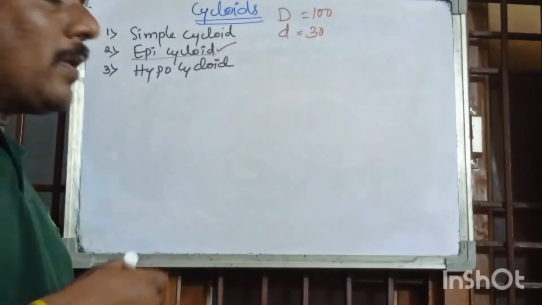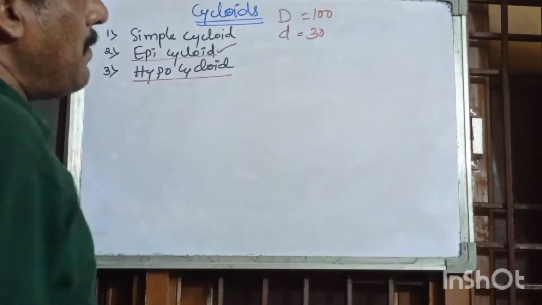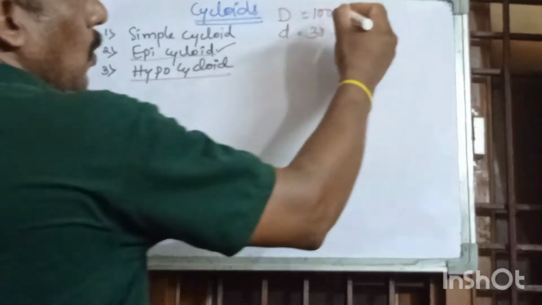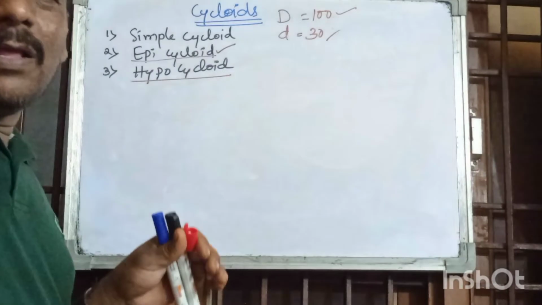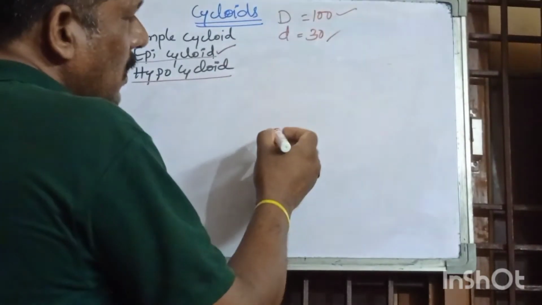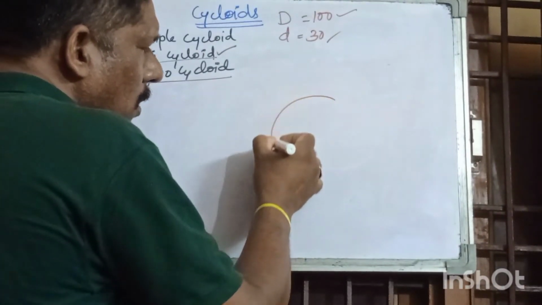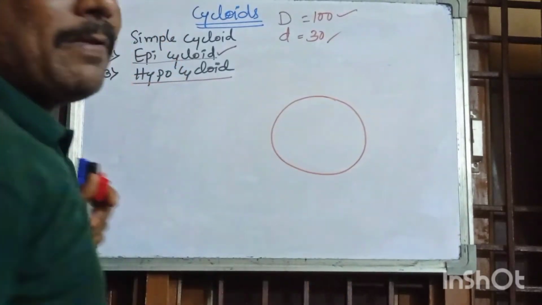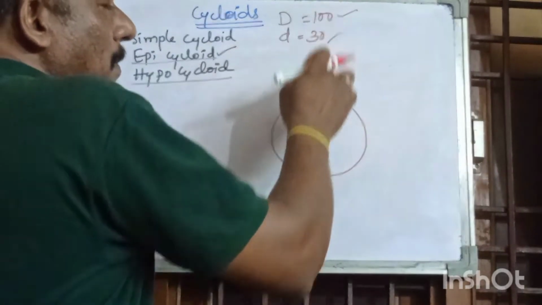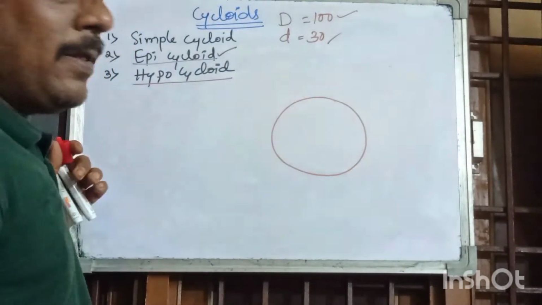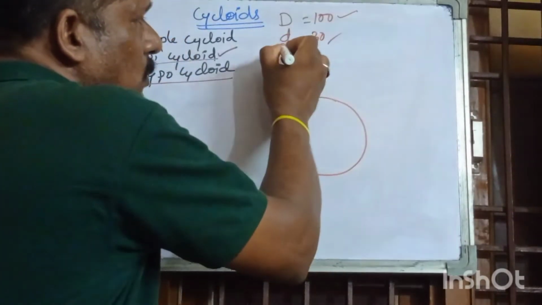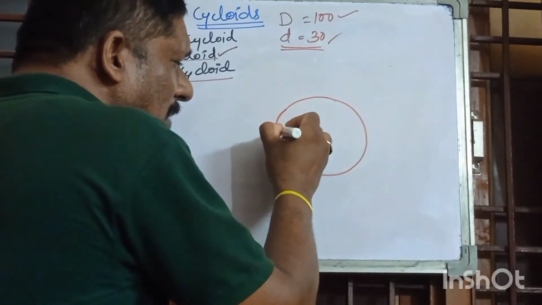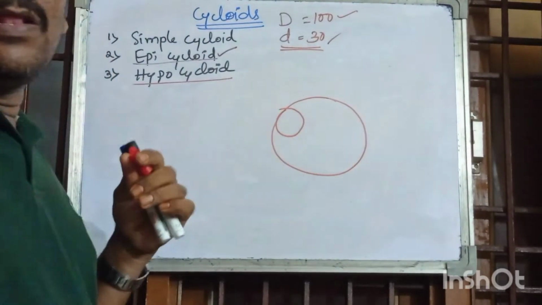Okay, next one is hypocycloid. Hypocycloid means this is also the same. Two diameters will be given in the examination. So first go for a bigger circle. Draw the bigger circle. Suppose 100 mm diameter, take 50 mm radius and draw a circle. And a small rolling circle rolls inside of the circle.